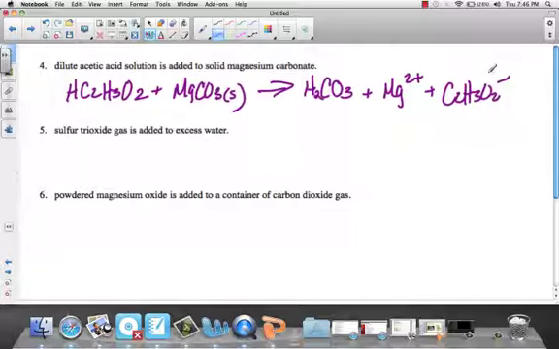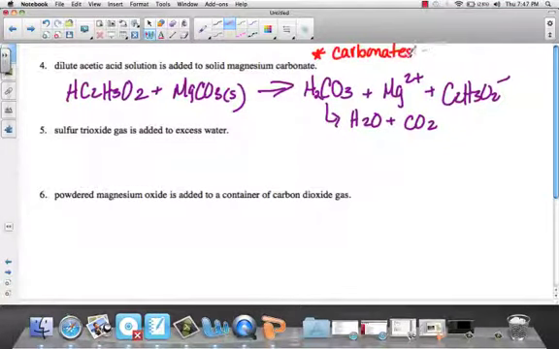And what's going to happen is the carbonic acid will also dissociate. It won't stay long as carbonic acid because carbonates always break down into H2O plus CO2. So you might want to put that carbonate turn into CO2 and H2O.